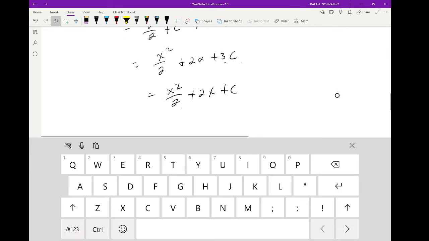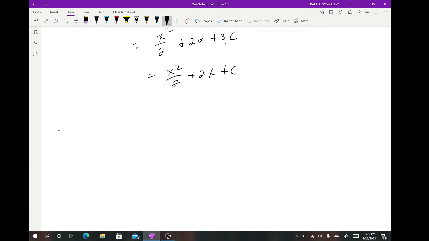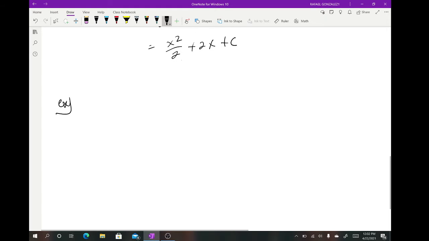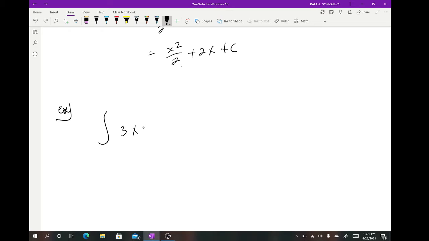All right, so let's do one more. Let's say somebody in the train gives you the integral of 3x to the 4 minus 5x squared plus x dx.